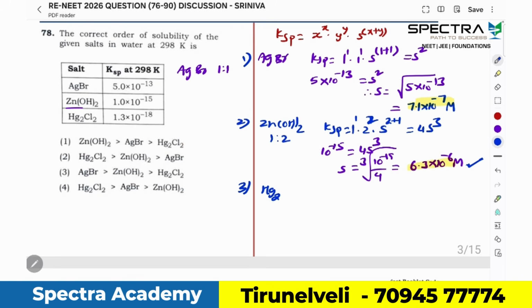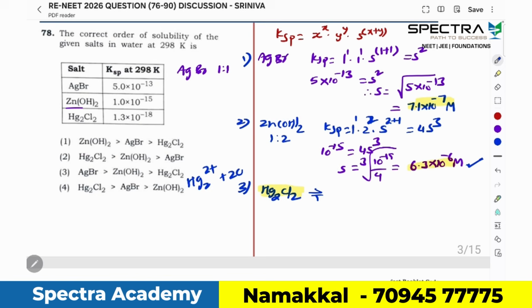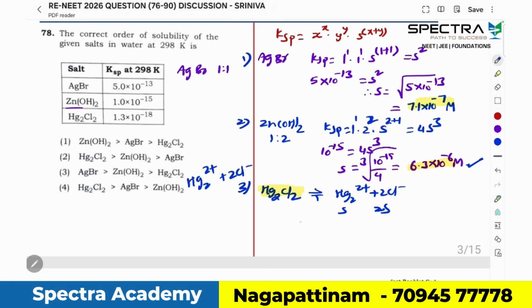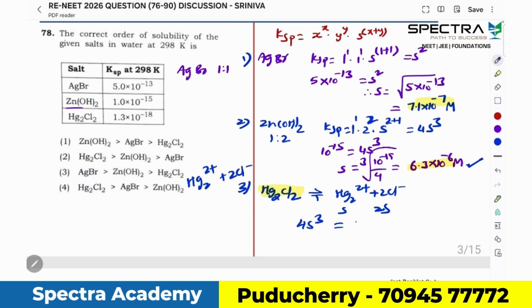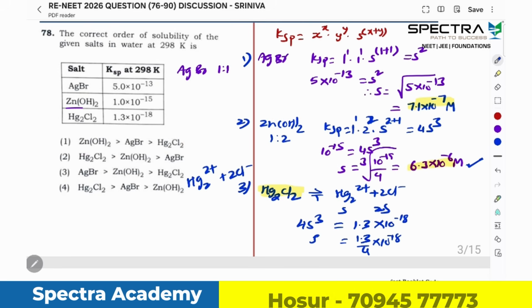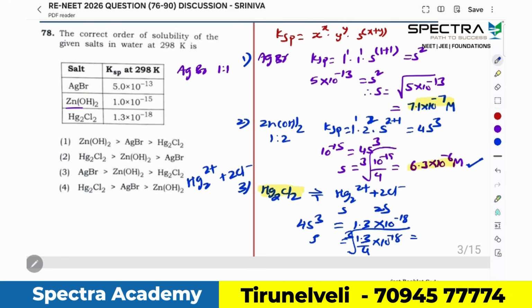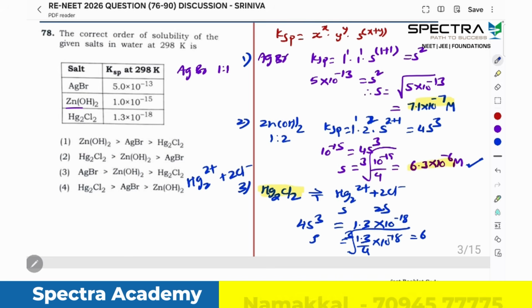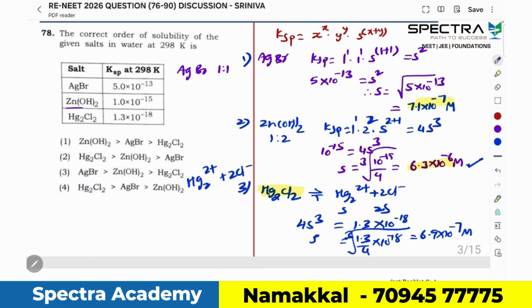After that, Hg2Cl2. This is very important. Hg2Cl2, mercurous chloride, is dissociated as Hg2 2 plus and 2Cl minus, with concentrations s and 2s. So here you will get 4s cube. 4s cube is equal to 1.3 into 10 to the power of minus 18. Then s is equal to the cube root of 1.3 by 4 into 10 to the power of minus 18. So finally, after calculation, you will get 6.9 into 10 to the power of minus 7 molar.